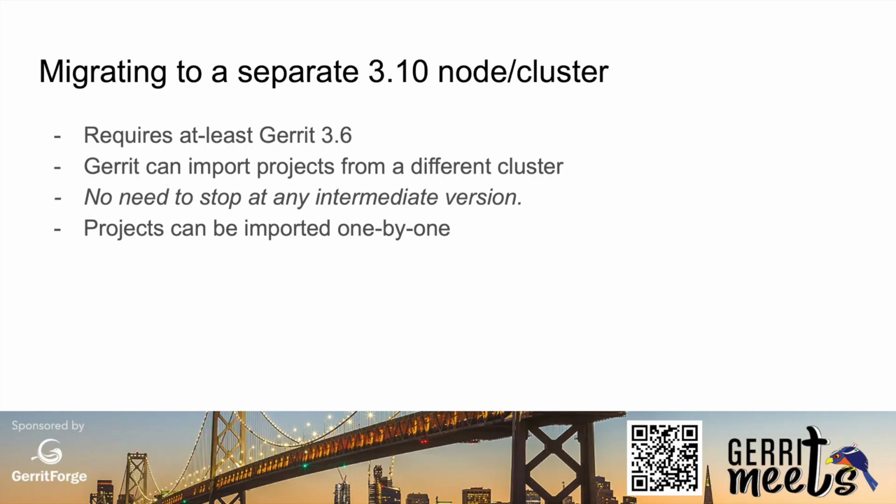So that was upgrading from 3.9 to 3.10. But as I was talking earlier, what if we want to upgrade from 3.6 to 3.10 directly? So this is what we call migrating to a separate node or cluster. The way this works is that we're not going to show the whole setup today.